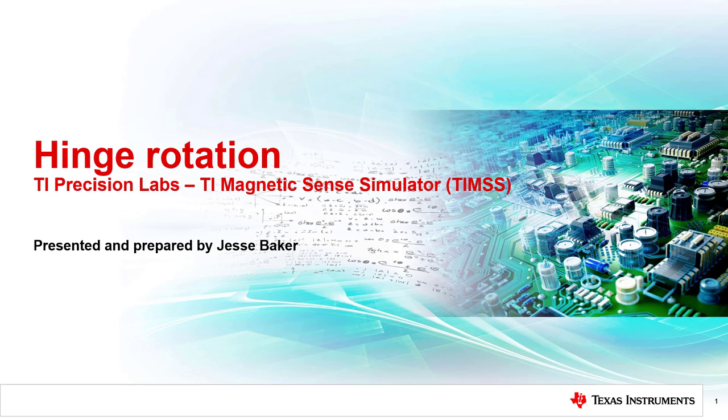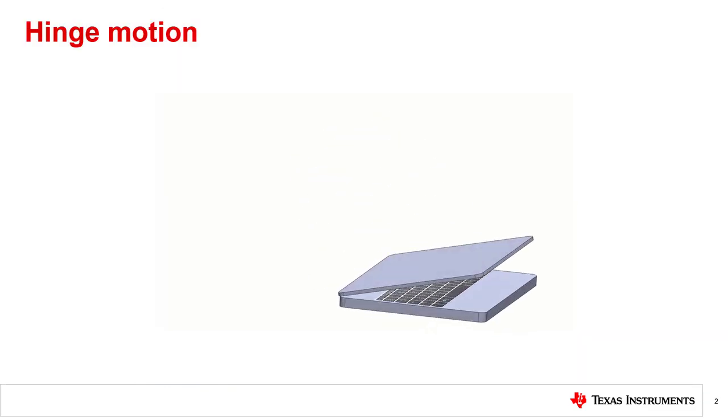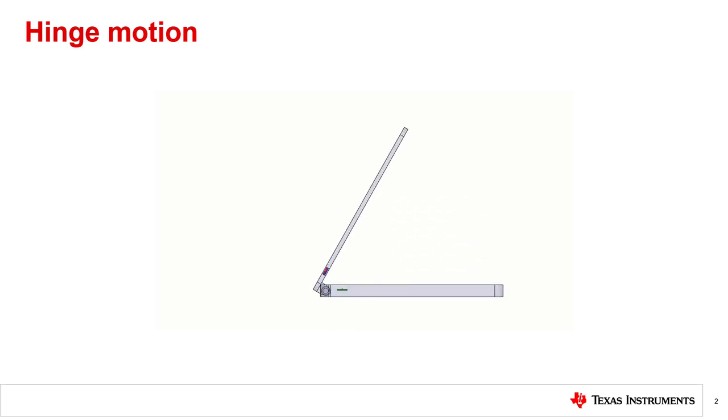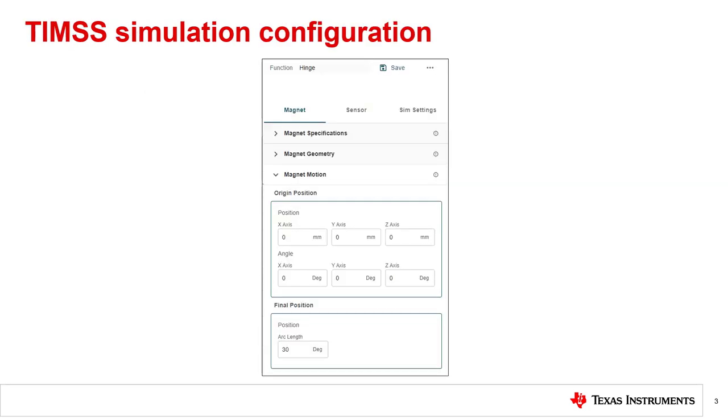In this video, I will discuss how to use the TI Magnetic Sense Simulator, TIMS, to simulate hinge type motion using magnetic sensors. Hinge motion is commonly used in laptop lid closures and other lid and door detection applications. In TIMS, the hinge function involves a magnet that pivots around the x-axis.